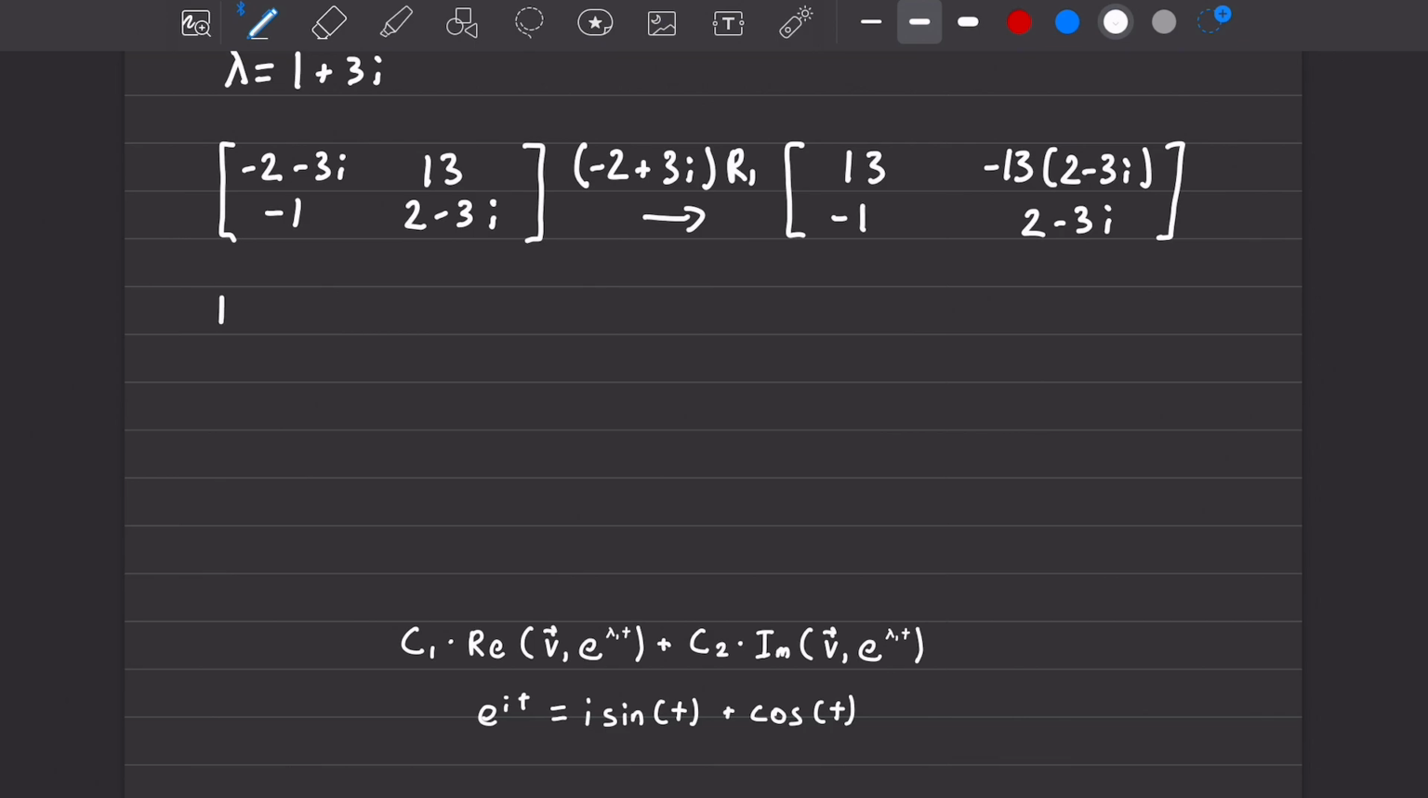So finally, I'm going to call this top row R2, and I'm going to say R1 plus 13 R2.